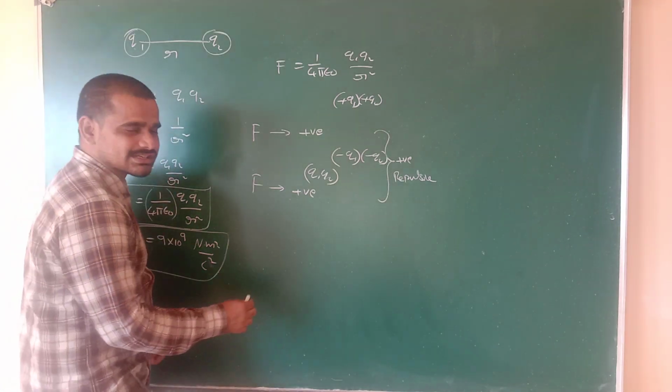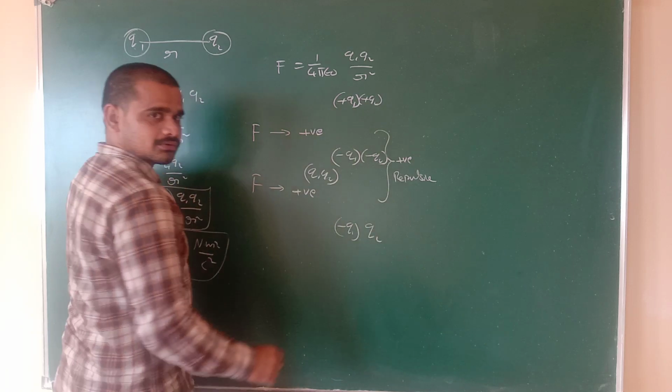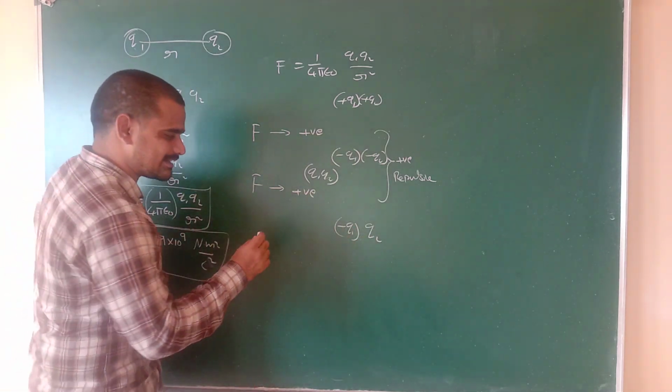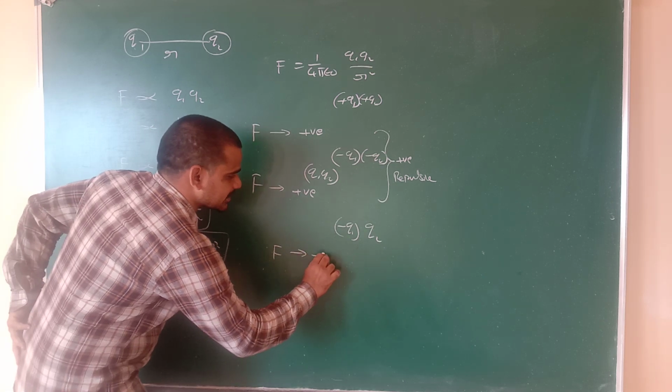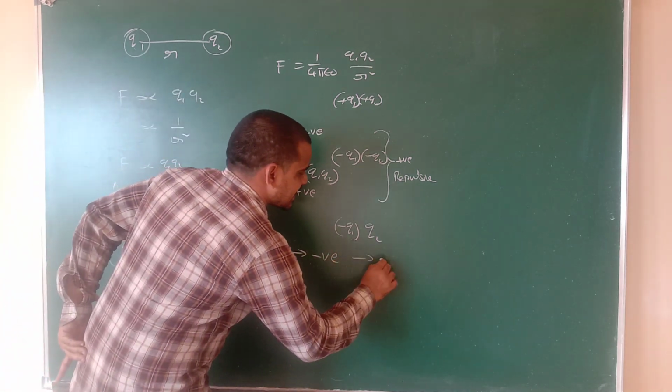Let's take the two charges of different polarity. One is negative and the other is positive. Minus Q1 into Q2, minus into plus, you get minus. This force becomes negative here, so this force is attractive.